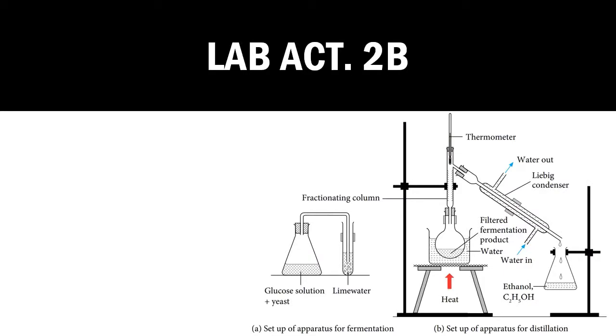So this is the apparatus setup for a fermentation reaction. First of all, the glucose solution will be added with yeast and distilled water and put into the conical flask. The conical flask is stoppered, with the delivery tube immersed in lime water. Here lime water is used to identify the gas released during the reaction.